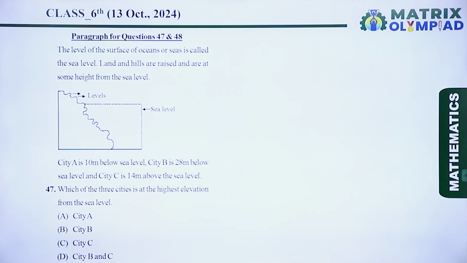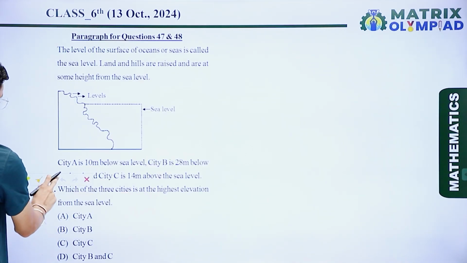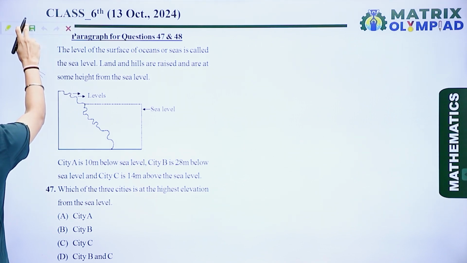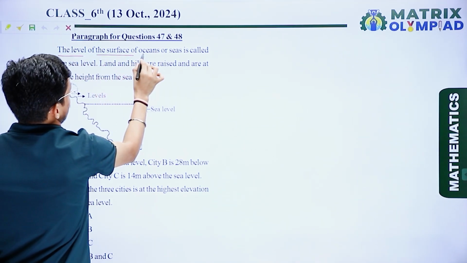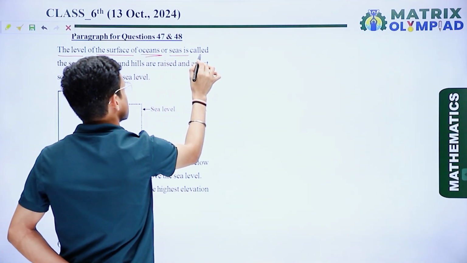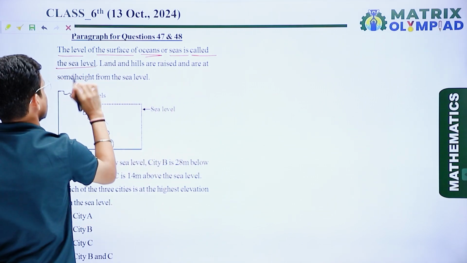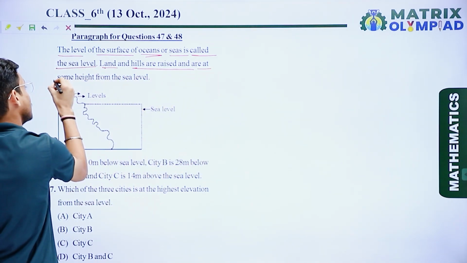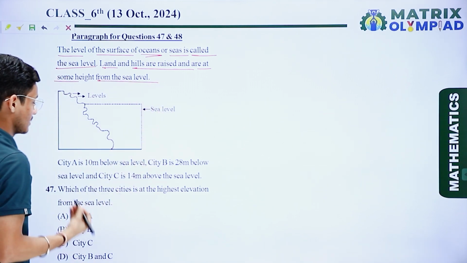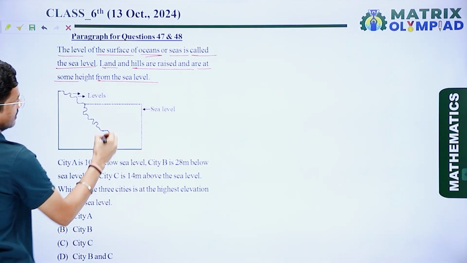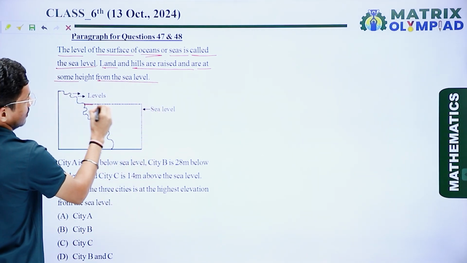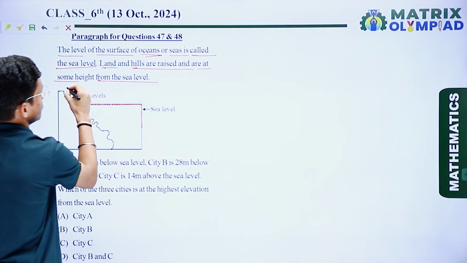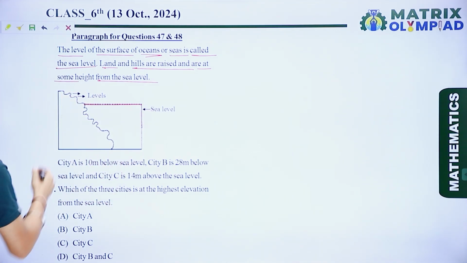So now if I talk about the next question, which is based on a paragraph. The paragraph says the level of the surface of the ocean is called the sea level. Land and hills are raised and are at the same height from the sea level. So we have given a structure like this one, and this is the sea level, and this one is the raised surface, that is called hills.